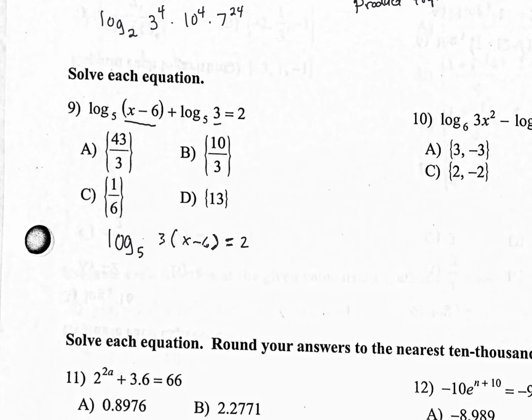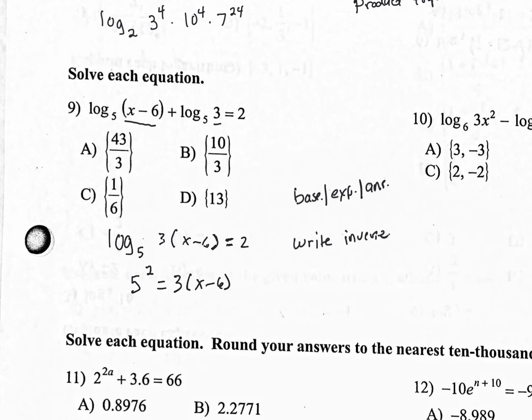Now what you have to do is write the inverse. And to write the inverse, you have to identify the base, the exponent, and the answer, right? So the base here is 5. The exponent is 2. And what this is going to equal is 3 times x minus 6.